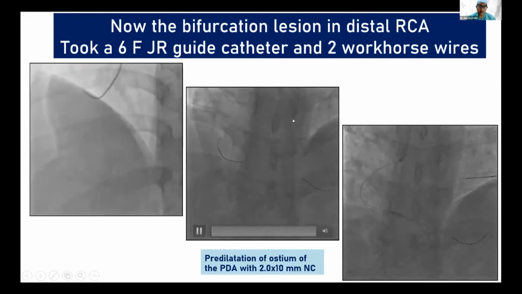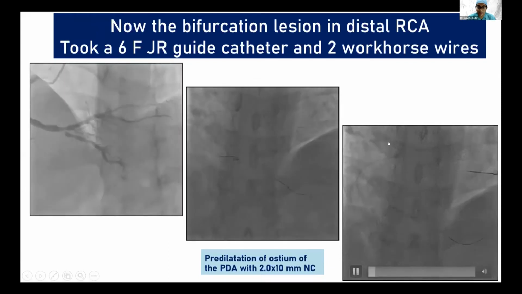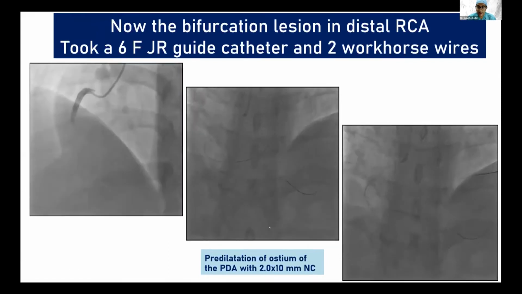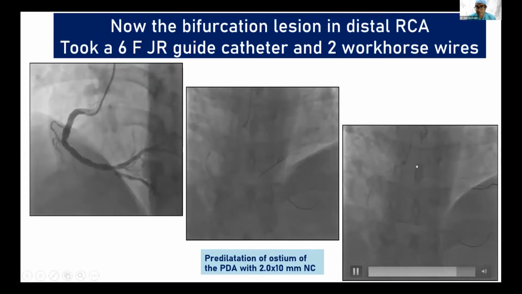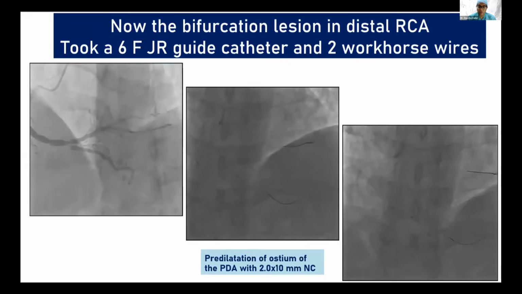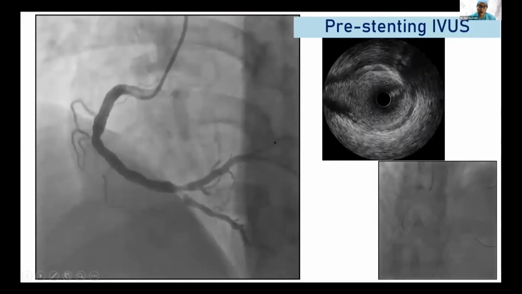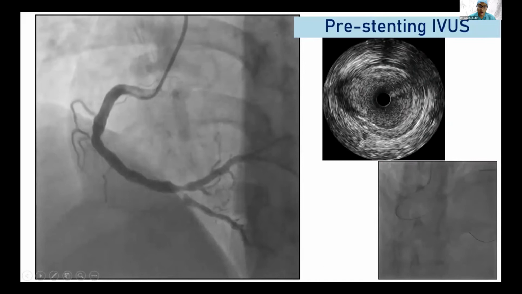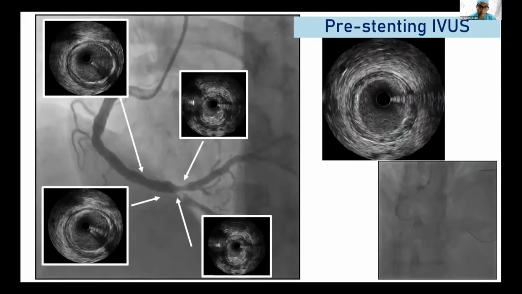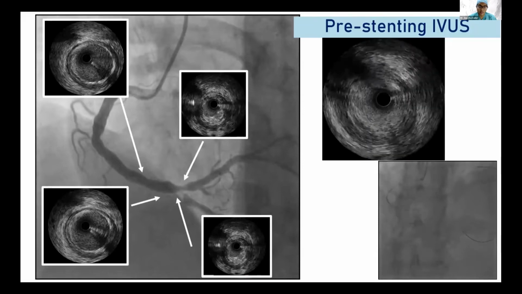In this case, given that it was a bifurcation lesion, we took a 6 French JR guide catheter and 2 workhorse wires. And the ostial PDA was then pre-dilated, because that was the tighter lesion, with a 2 by 10 NC balloon. After that we took an IVUS catheter, and this is the IVUS image pullback from the PDA as well as the PLV with plaque burden. And so given that the ostia were involved, this is a true bifurcation lesion.